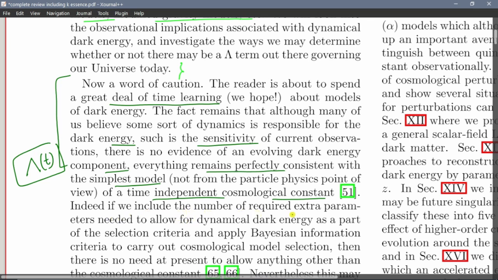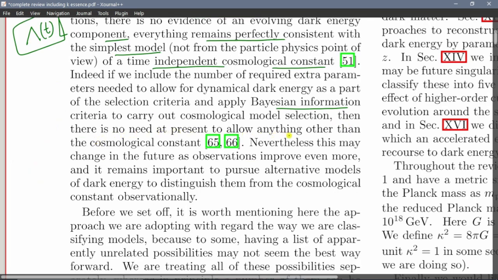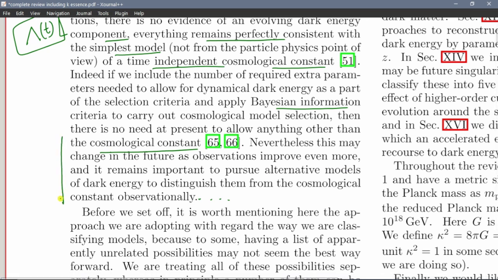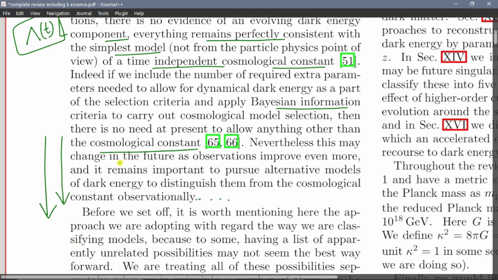Indeed, if we include the number of required extra parameters needed to allow for dynamical dark energy as a part of selection criteria and apply the Bayesian information criterion to carry out cosmological model selection, then there is no need at present to allow anything other than a cosmological constant. Nevertheless, this may change in future as observations improve even more, and it remains important to pursue alternative models of dark energy to distinguish them from the cosmological constant observationally. So here we have the cosmological constant and different scalar field models. As the observational data come in and we analyze them, we will see how these other models, like scalar field models, are different from each other, although they all say that at late times they will produce this cosmic acceleration.